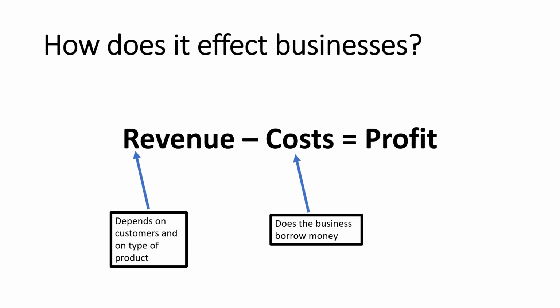The second aspect is costs. Does the business borrow money? If the business borrows money and interest rates have gone up, their costs will have increased. Now, businesses tend to borrow very large amounts of money, so they could have a very large increase in their costs. So when we're looking at businesses, we go, oh, what happened to their revenue? Ah, what happened to their costs? And then we will take a view on what happens to their profit.